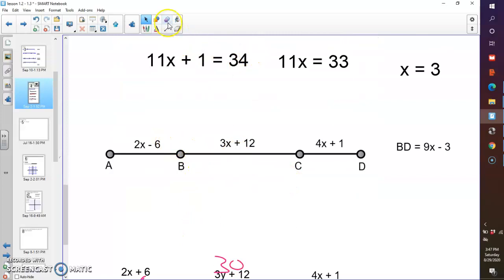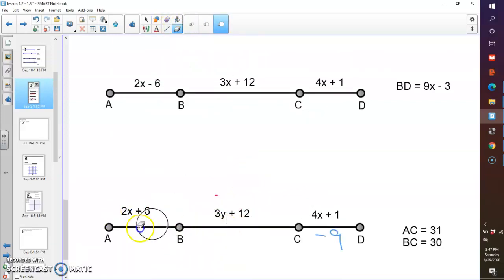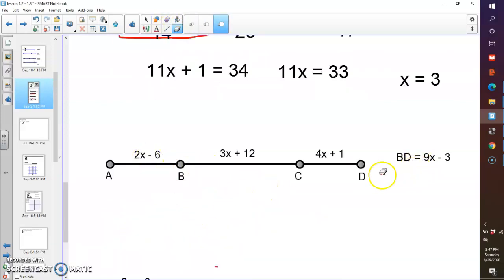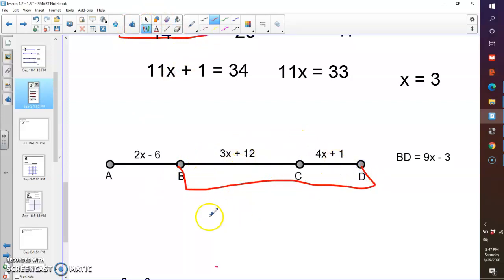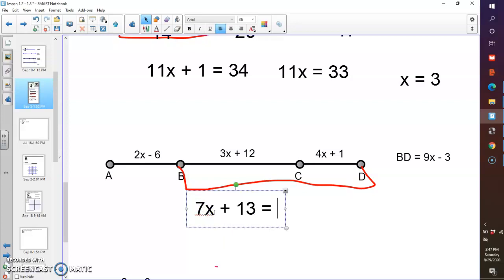Now, my last one right here. Whoops, did not erase that. Sorry about that, guys. My last one down here, now we're using BD. So think about that. Where's BD going? Right there. So now 3x and 4x is 7x. 12 and 1 is 13. Oops. There we go. And that's going to equal my BD, which is 9x minus 3.